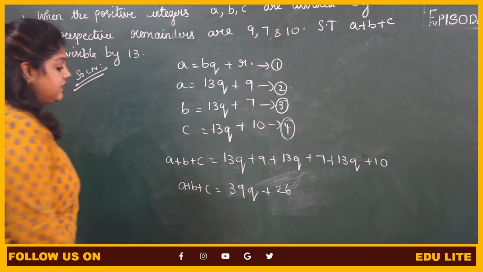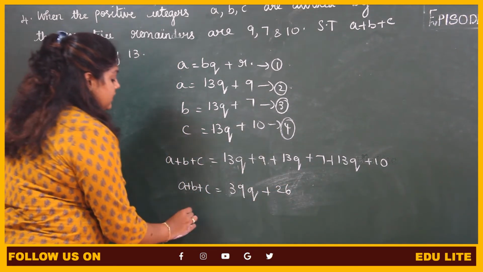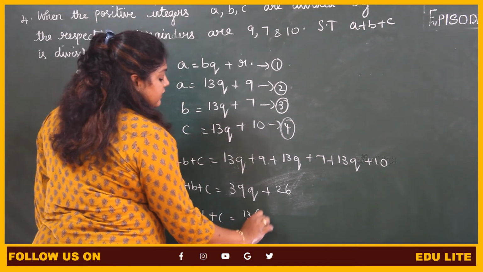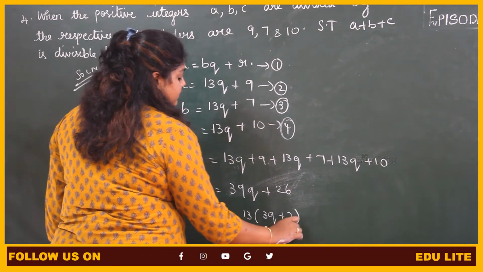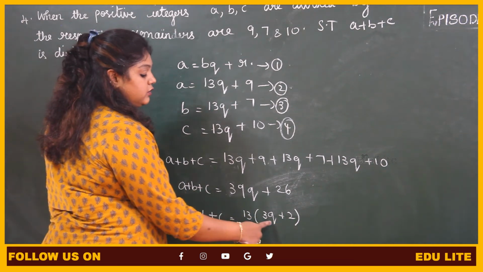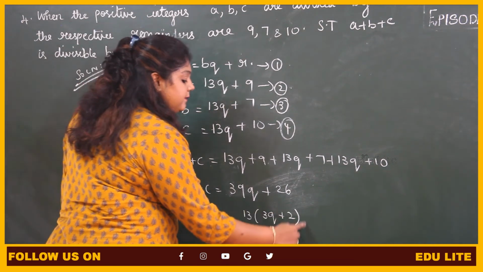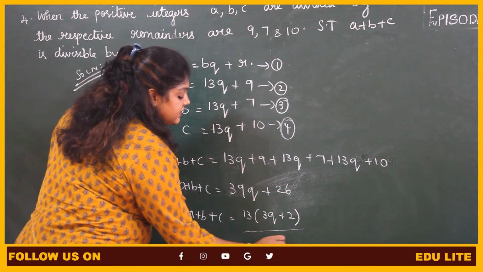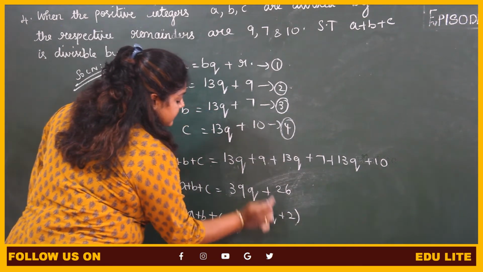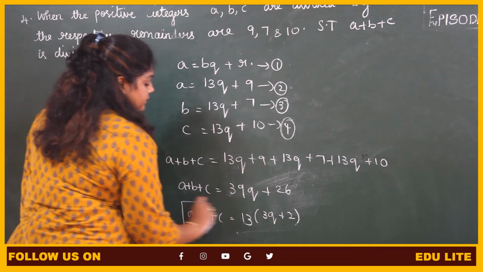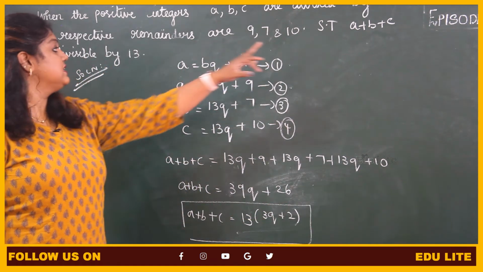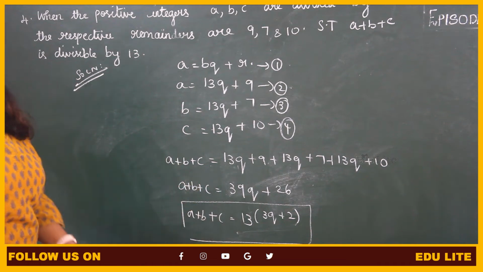If I take 13 in common, a plus b plus c equals 13 into 3q plus 2. So on the right hand side, we got the value 13 into 3q plus 2. This number will obviously be divisible by 13. So what we got is the right answer. Hence proved. Therefore, a plus b plus c is divisible by 13.